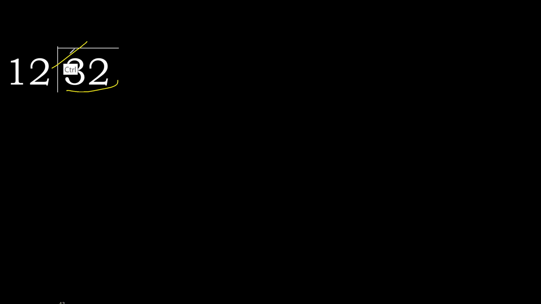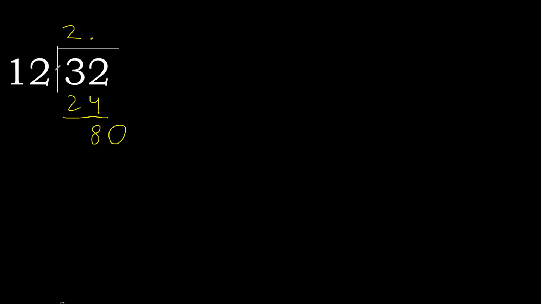36 is greater. 12 multiplied by 2 is 24. 24 is not greater, okay. Subtract: 8. Next, there is no number to bring down, therefore complete it. Always complete with 0 here, with a point.